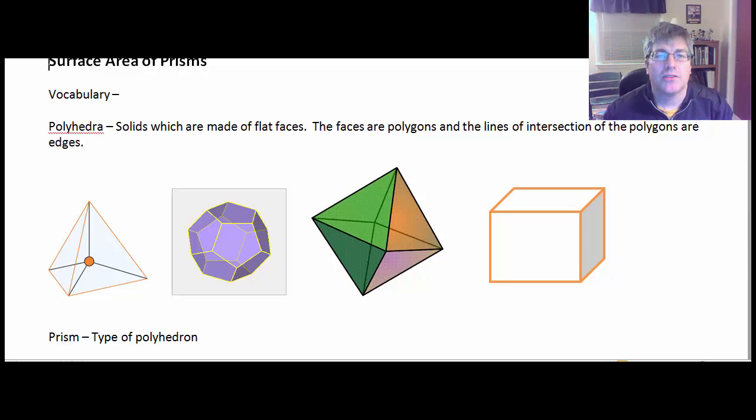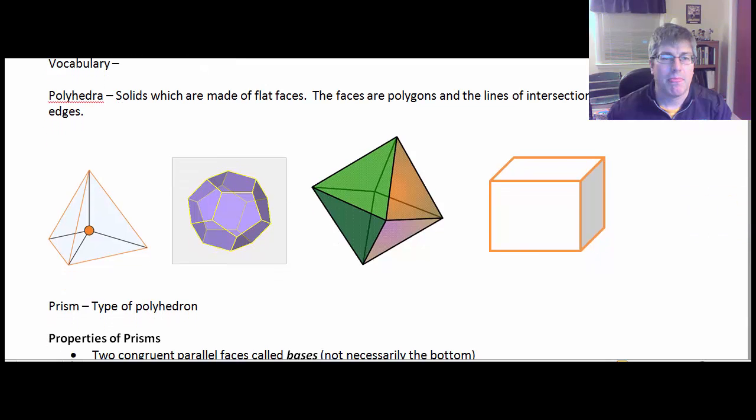Polyhedra are solids which are made of flat faces. And the faces are polygons, and the lines of intersection of the polygons are the edges. So here we have a variety of polyhedra, and you can see they're all made up of flat faces. Some of the faces are triangles, some of the faces are pentagons, some of the faces are rectangles or squares. But regardless, the faces are polygons and the edges are the lines of intersection where they meet.